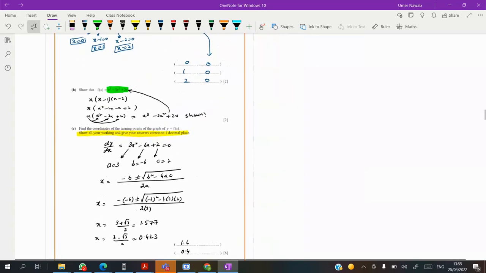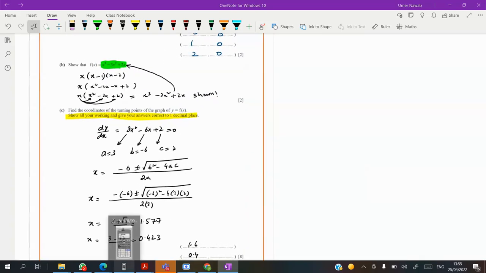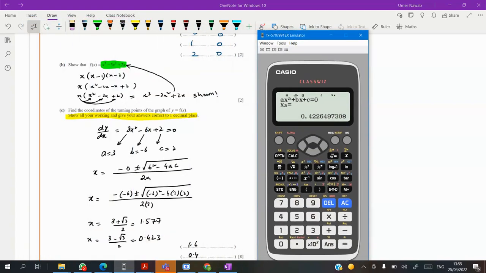To get the y coordinates, we need to substitute these x values into the original equation of the curve. Where is the original equation? x cubed. So take it to the side. Go to the computing mode, bracket open close, power 3, and then minus 3 bracket open close power 2 plus 2 bracket open and close, and now in the brackets write here 1.5. Try to write more than one decimal place to get an accurate answer.